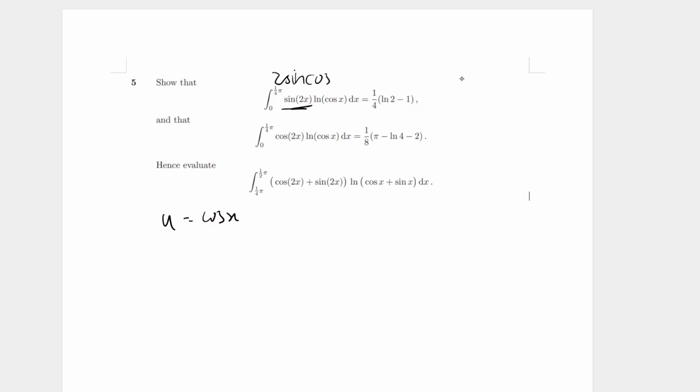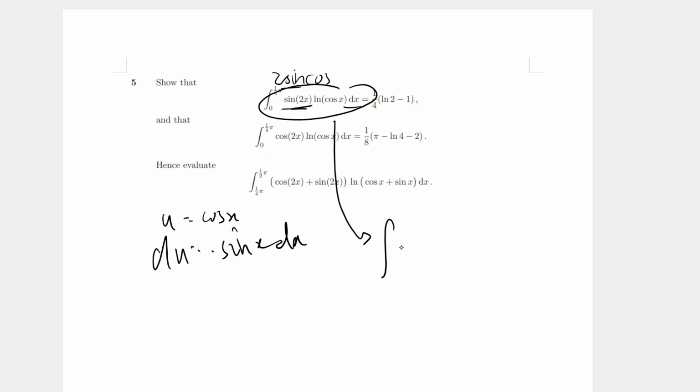Because the sine dx, I could get rid of it, because I know du equals minus sine x dx. So the sine dx becomes minus du, which is nice. So this integral becomes, or the limits you could do yourself, 2 times u ln u du, or maybe there's a minus in front, whatever. And how do we do that? By parts, right? By parts.